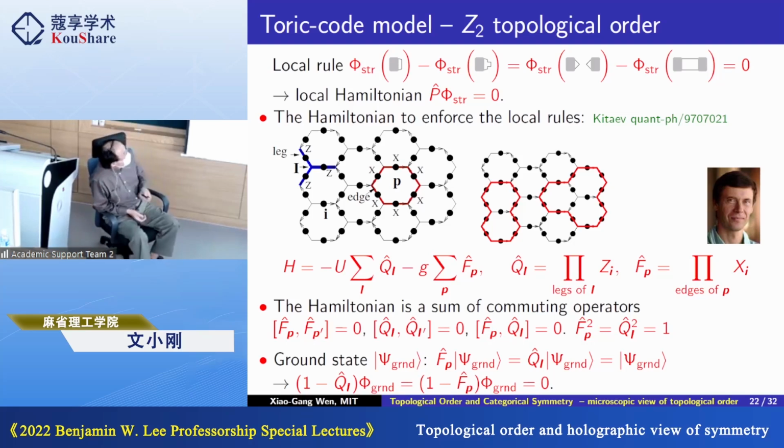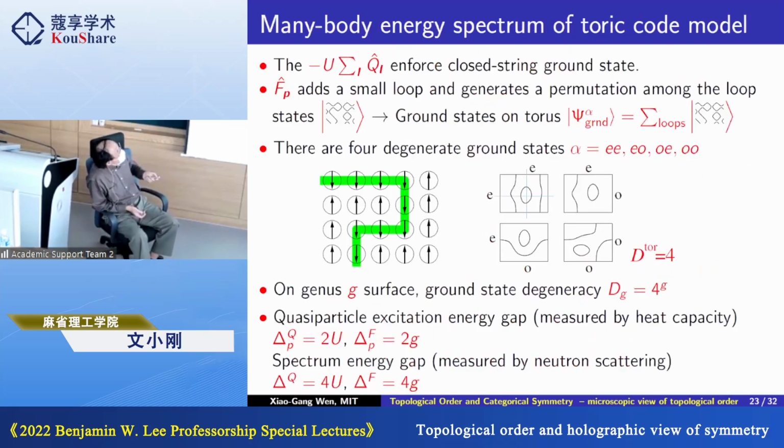And from here, we can actually show that the ground state has fourfold degeneracy on the torus. Because on the torus, we have 4 sectors, and the string can wrap around the whole torus horizontally or vertically. So there are 4 sectors, and for these 4 sectors, both F and Q have eigenvalue 1, and so they have degenerate energy.